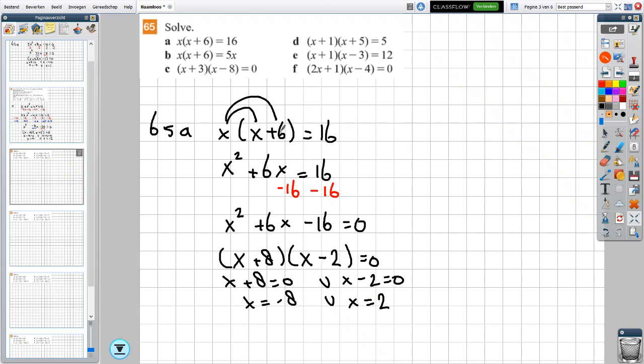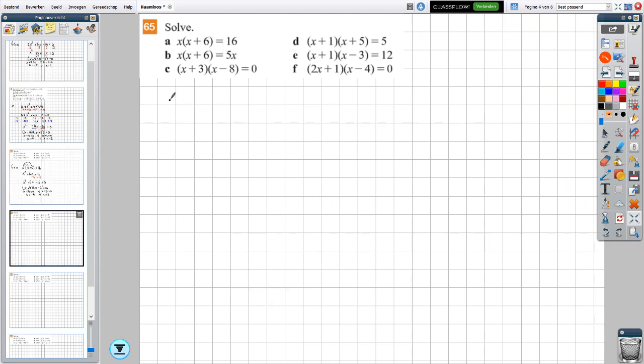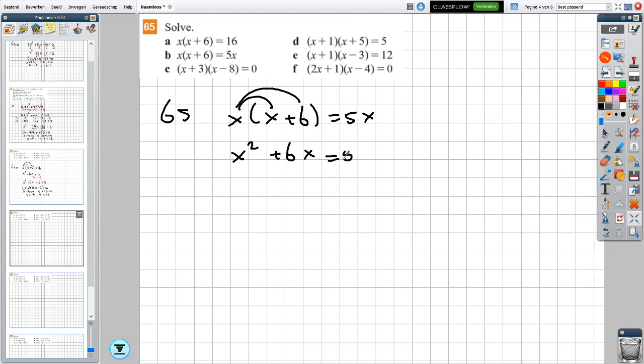So here you first have to multiply out the brackets, then do minus 16 on both sides, and then rewrite this whole thing inside of brackets again. Okay, let's try to do that at 65b as well. X plus 6 is 5x. Let's try to do this quite quickly. X squared plus 6x is 5x. I want to make the right hand side 0, so I do minus 5x here and minus 5x there. It leaves me with this.